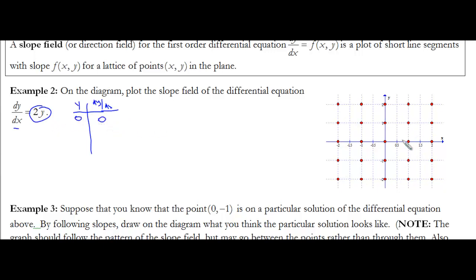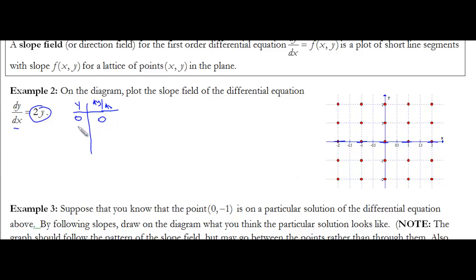When y is 0, you can see that dy dx is also 0. So if you go over to your slope field, you want to plot a short line segment that has a slope of 0. So every time y is 0, we want the slope to be 0, and we just make a whole bunch of slope lines with slope 0.